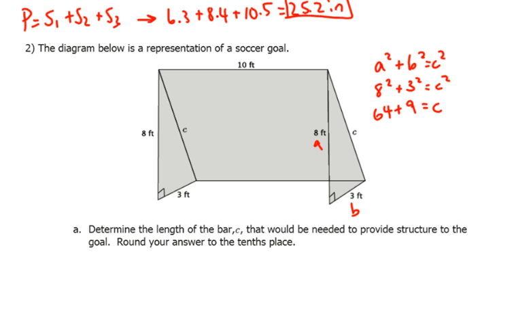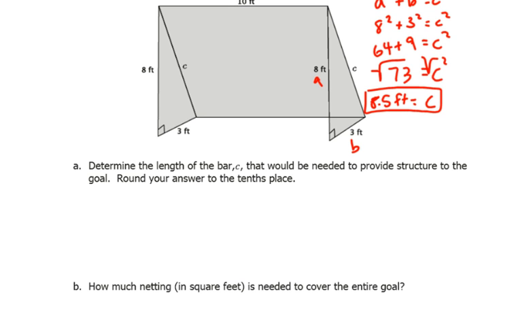64 plus 9 equals C squared. I add those together. 73 equals C squared, and then I take the square root of both sides. And it's 8.5 feet. So this is another use of the Pythagorean theorem. Then it wants to know how much netting in square feet is needed to cover the entire goal. So we're trying to find now the area of these pieces here.